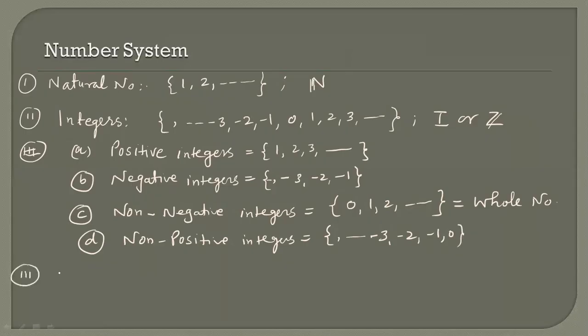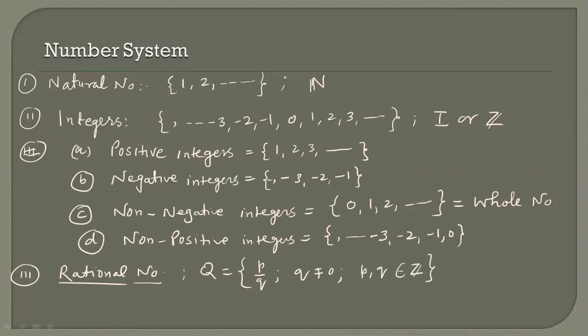Third definition is rational numbers. The numbers which can be represented in the form of P upon Q, where Q is non-zero and P, Q belong to integers, and its representation is given by capital Q in many books. It is in the form of P by Q and Q not equal to 0, and P, Q are any integers.